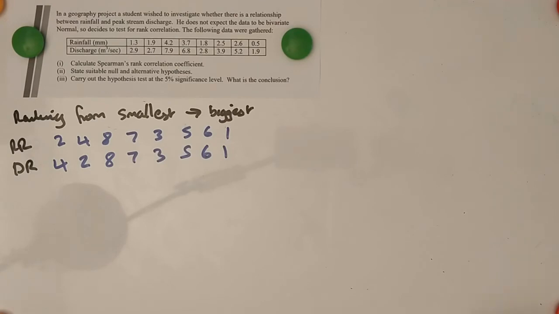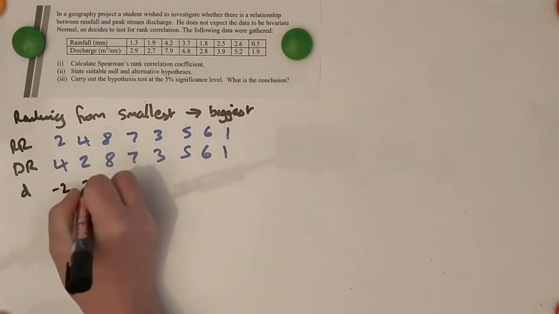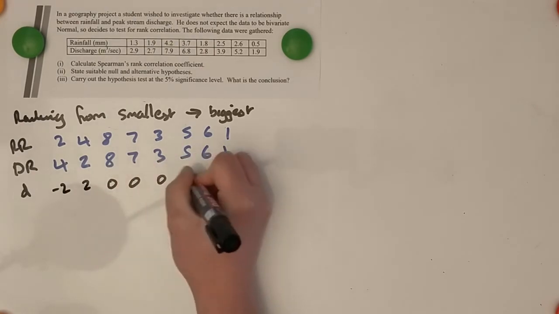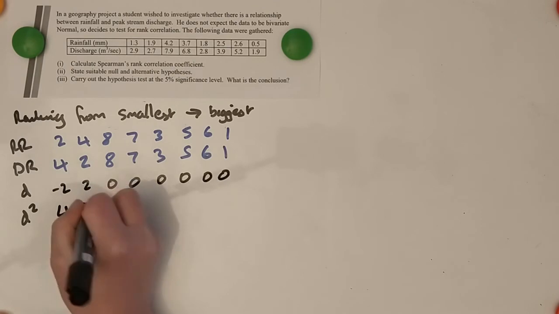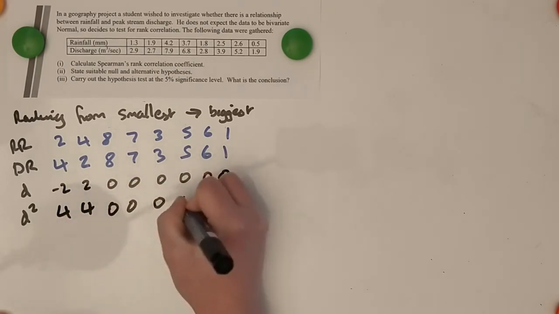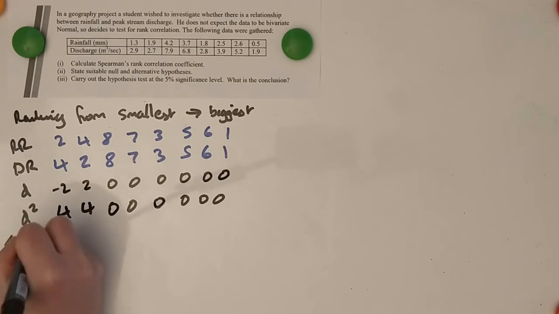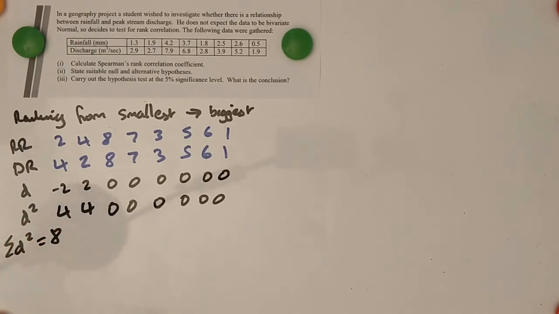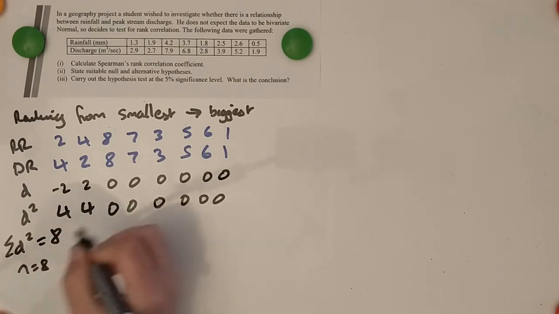So now I can work out my difference, so minus 2, 2, and then those are all the same. So d squared is just 4 and 4. So the sum of d squared equals 8. So for rs, I know n equals 8 as well, because I've got 8 data points.